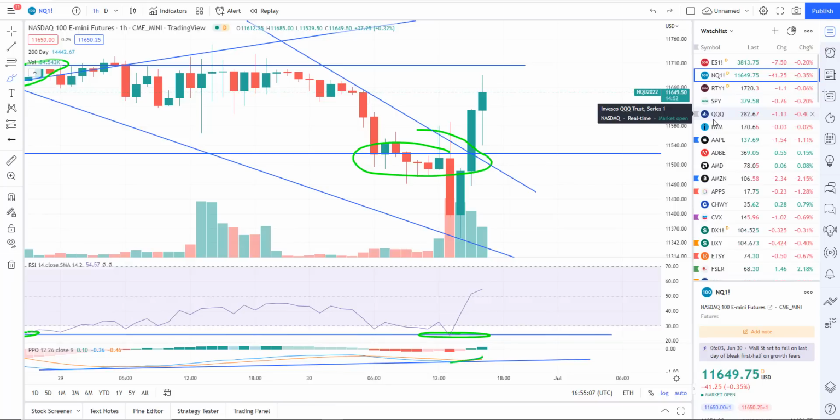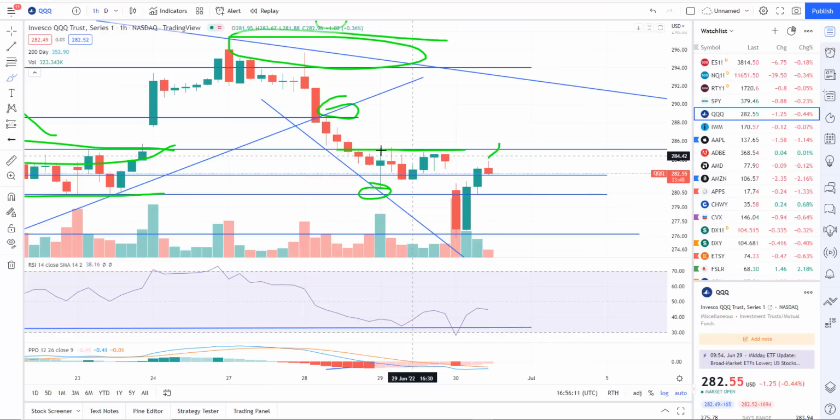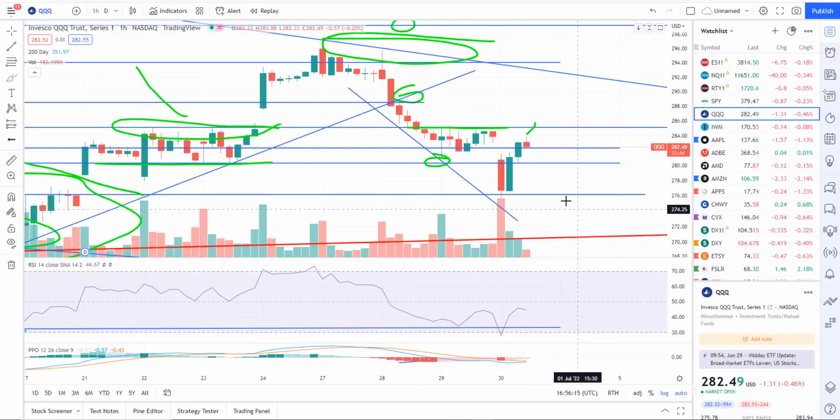NASDAQ futures are almost flat. I don't think we'll break that 285 today, but I suspect we close in this range around that 285 area. Okay, so whipping back over to the triple Qs, again, I'm still looking for a bullish breakout.